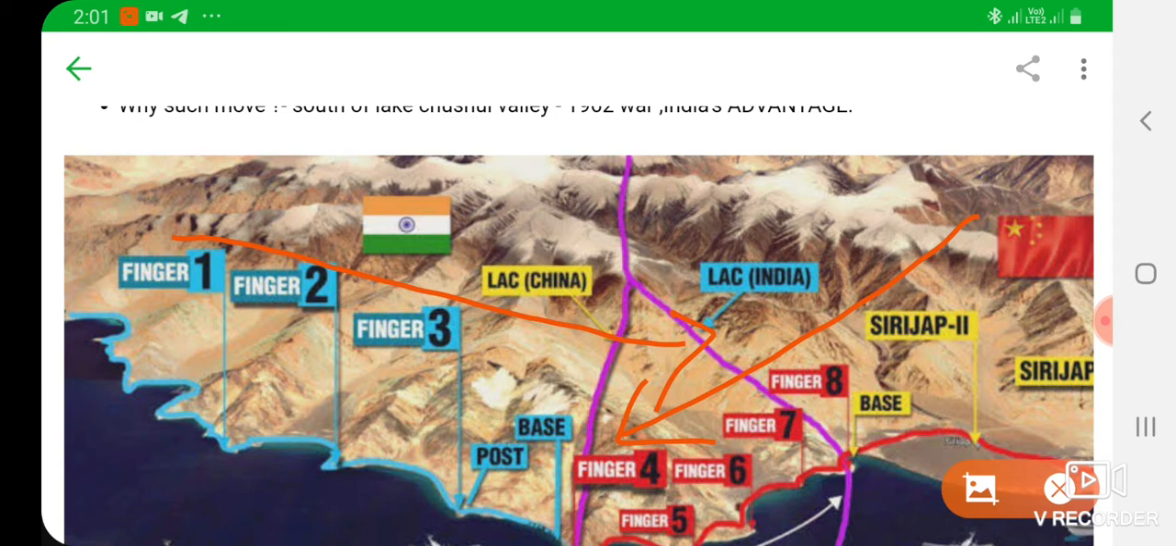Okay, here at this fourth point, India already has a border post. That is BP. Border post means there will be soldiers living here for patrolling and all those things. So there was a border post at finger point 4, but all this time China did not have a border post here. But later, in 2020, China made a border post here. So that was the recent development.